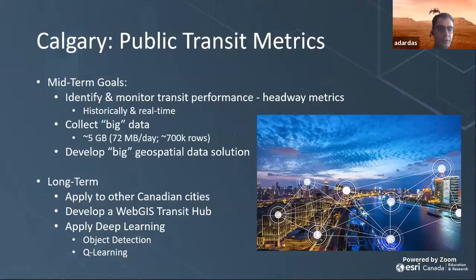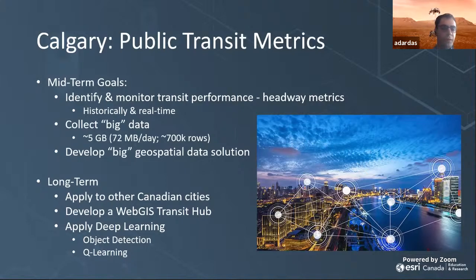The long term is once we successfully get this up and running, we want to apply this model or this solution to other Canadian cities that have a GTFS. So Toronto could be one, Calgary's sister city Edmonton, Montreal, and so on and so forth. So then users or stakeholders can flip through any Canadian city that's available and see how well it does. And that could be hosted in a WebGIS Transit Hub, and the one that we would have would be in ArcGIS Hub.